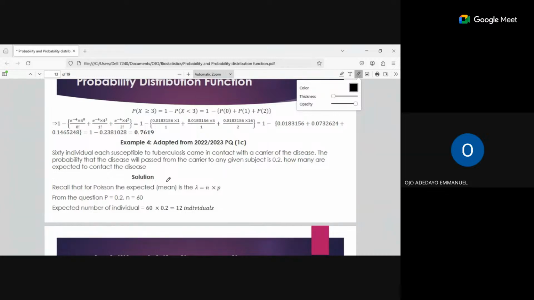So now the lambda, which is the expected value of those people that will contract the disease, is going to be 0.2 multiplied by 60. In the course of doing that, we are going to have 12. That means 12 individuals will contract that disease.